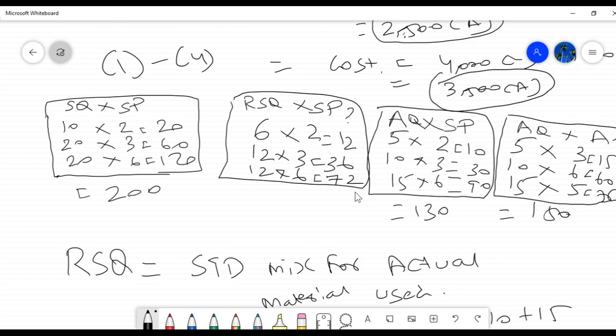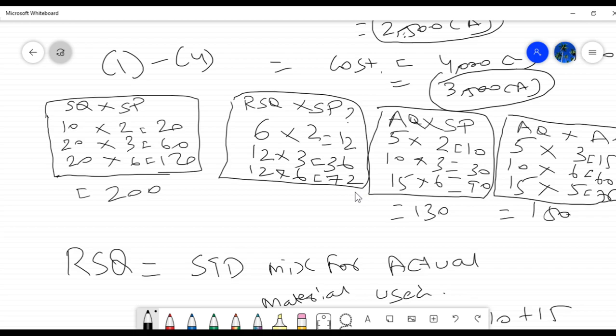We got the answer. So now again formula. They asked three things actually: mix, usage, price. But anyhow I will write yield also. That is sub usage or yield. That is 1 minus 2. 1 is 200. 2 is 120. So 200 minus 120 equals 80 favorable.